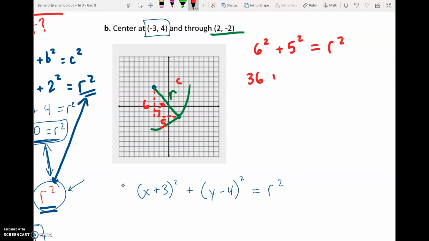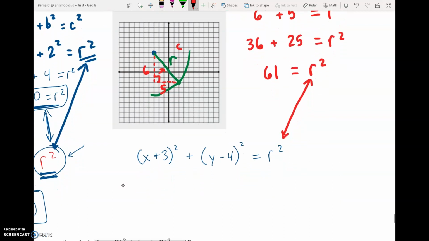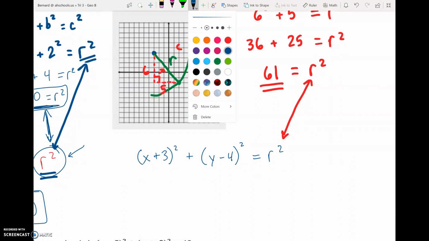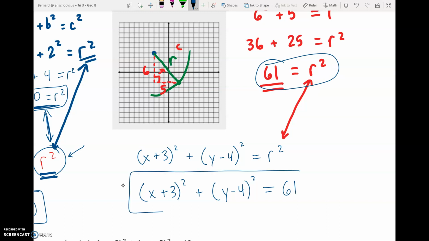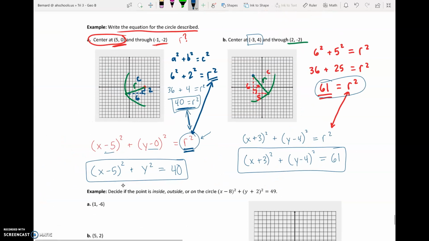6 squared is 36, 5 squared is 25, that equals r squared. Add 36 and 25 together, we get 61, and that equals r squared. And remember, normally in the Pythagorean theorem, we square root, but we don't have to here because ultimately what we want is r squared, and so this is the number we can stop at. And so then our final equation is going to be x plus 3 squared plus y minus 4 squared, and it equals r squared, but we found r squared to be 61, so it equals 61. And there is our equation.